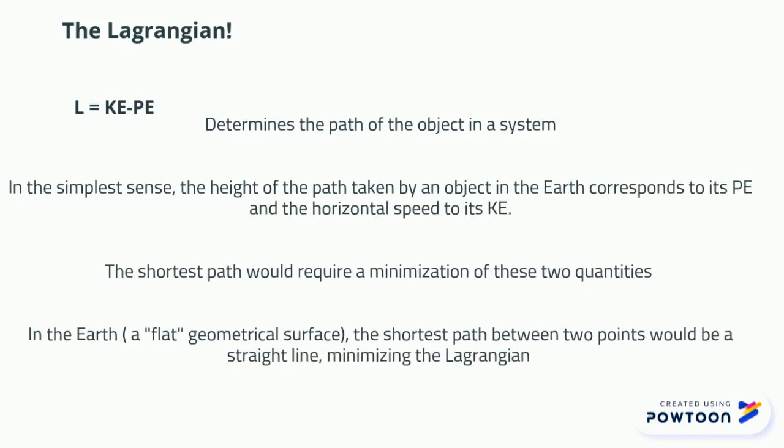Now, obviously, the shortest path would require a minimization of these two quantities. This is the same reason why on Earth, the shortest path between two points would be a straight line. This minimizes the Lagrangian, as there is no PE and very little KE.